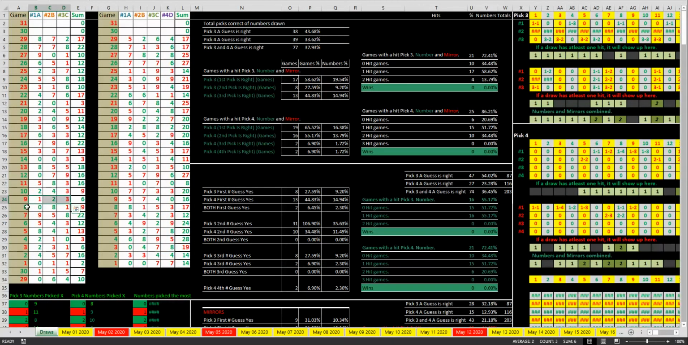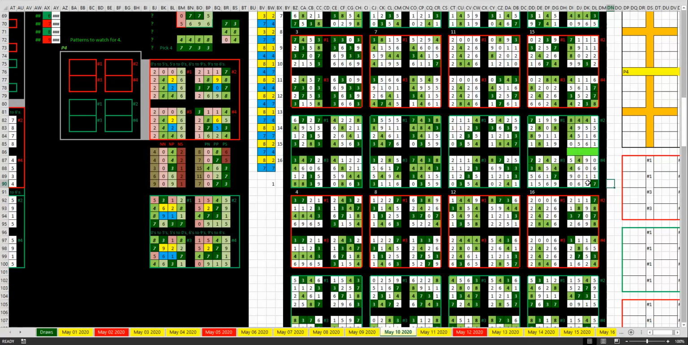And the pick 3 numbers for the 10th were 2, 4, 3. So we have 2 here, 7, which is 4. And there's your 4. 7, 5, and 12 is 3. 2, 4, 3.